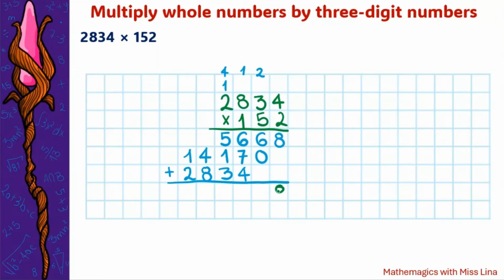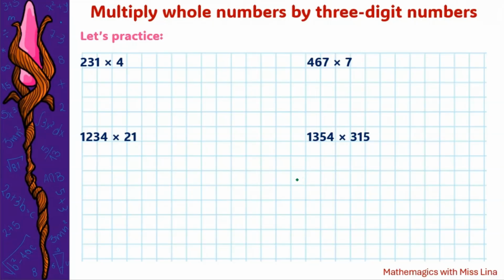We bring down the 8. 6 plus 0 is 6. 6 plus 7 is 13, plus 4 is 17. 7, and we carry the 1. 1 plus 5 is 6, plus 1 is 7, plus 3 is 10. 0, and we carry the 1. 1 plus 4 is 5. 5 plus 8 is 13. 3, and we carry the 1. 1 plus 1 is 2, plus 2 is 4. The result is 430,768.